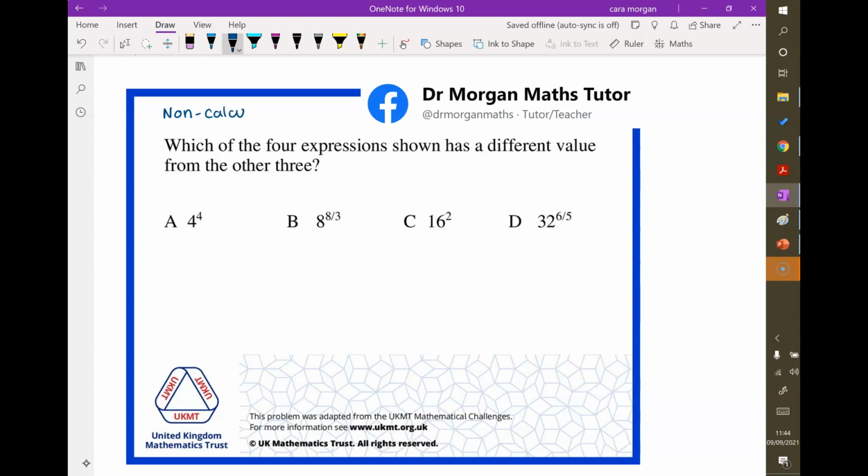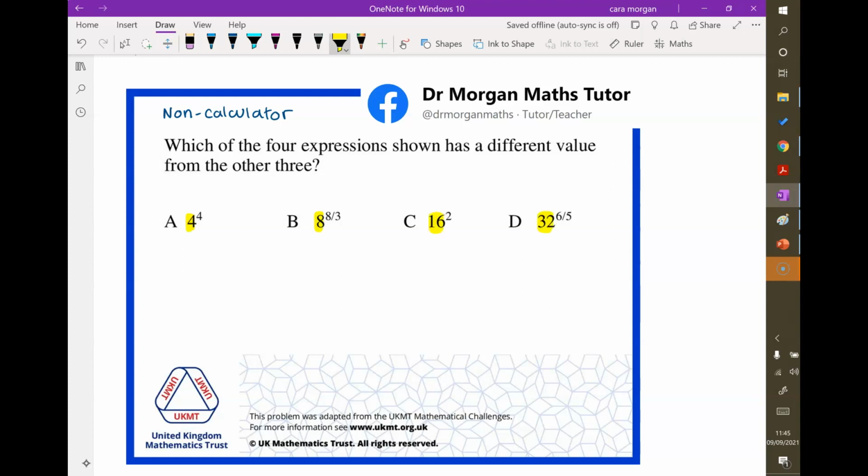Something to get you thinking as you start to apply those rules of indices, but also thinking about linking expressions with the same base. So this question says, which of the four expressions shown has a different value from the other three? Now it's really tempting to just grab your calculator, calculate each one, and then find the one that's different in value. However, what I want you to start doing is try to think about what is the link between all of the bases in each of these expressions.